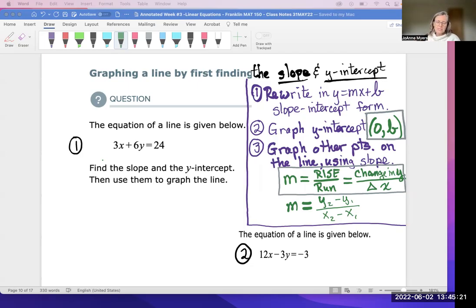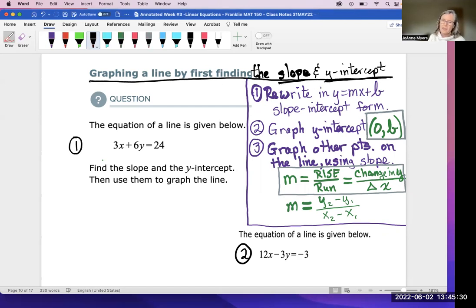So, graphing this line by finding the slope and the y-intercept. The slope is how steep your line is. The y-intercept is where it crosses the y-axis. First, rewrite the equation in slope-intercept form. Slope-intercept form will be your best friend through this entire week. Chapters 1, 2, and 3, you really want to make sure you understand slope-intercept. The slope is the m in front of the variable x.